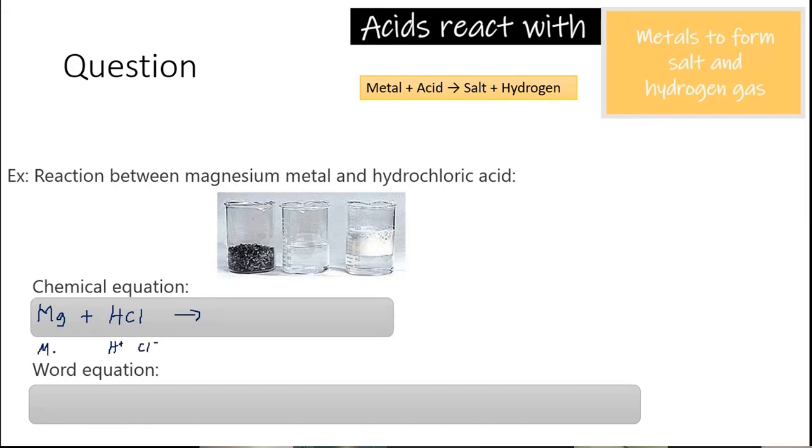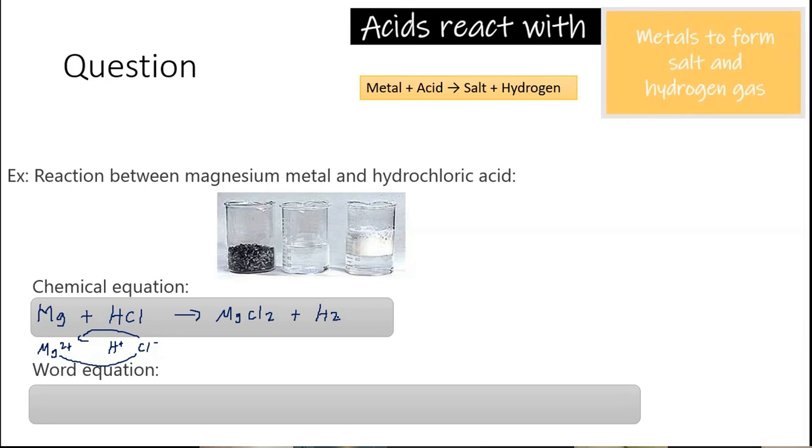Remember, Mg is in group 2 of the periodic table. So, what is the formula of the salt? Mg, Cl2, because MgCl2. MgCl2. Then the other product is hydrogen gas, H2.